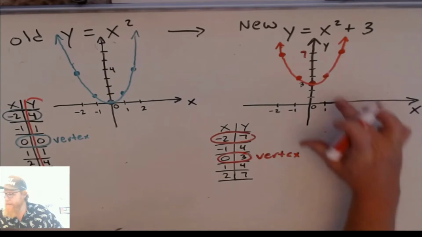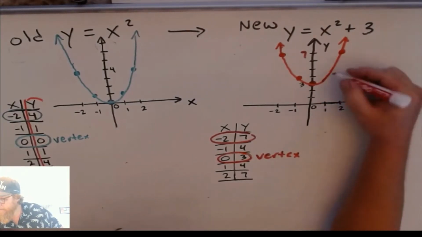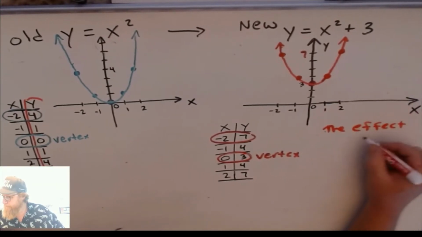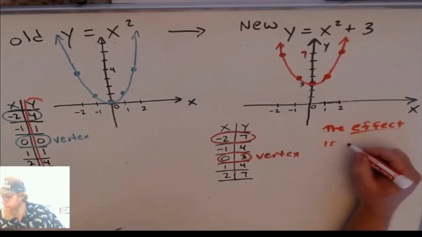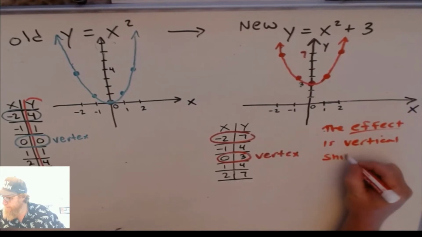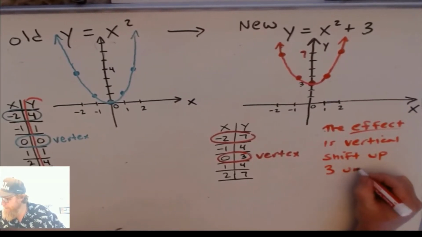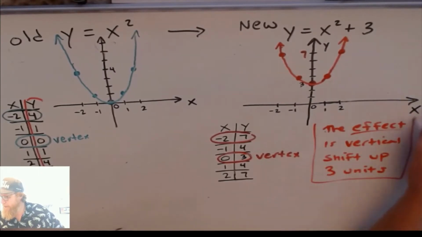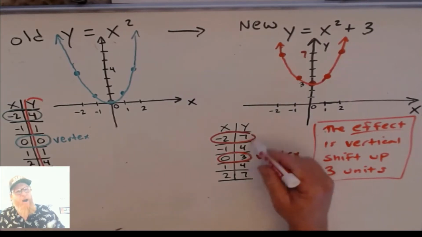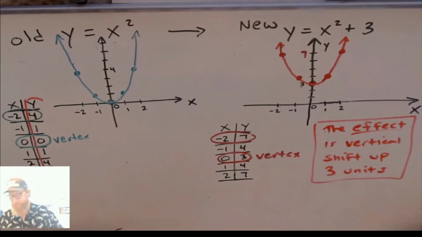Okay, and so now you can see the effect. Vertical shift up 3 units. That's the effect. It's affecting the y values. All right, so there you go. Example 1 with all the detail here.